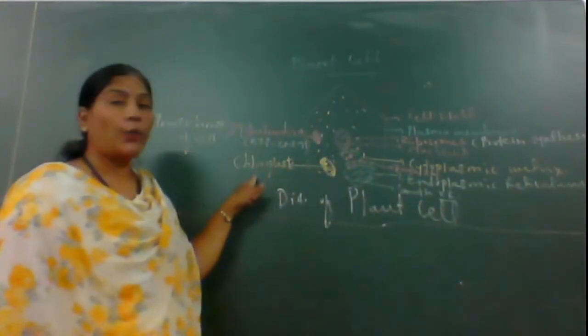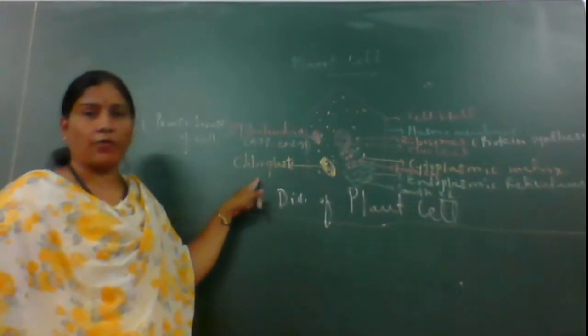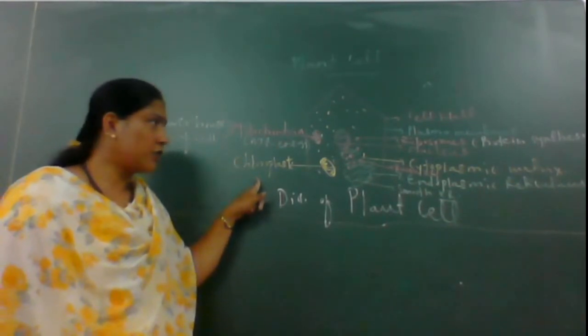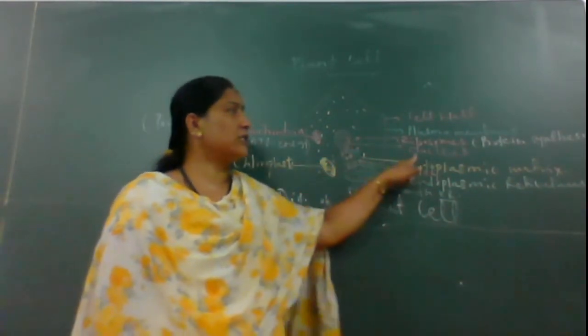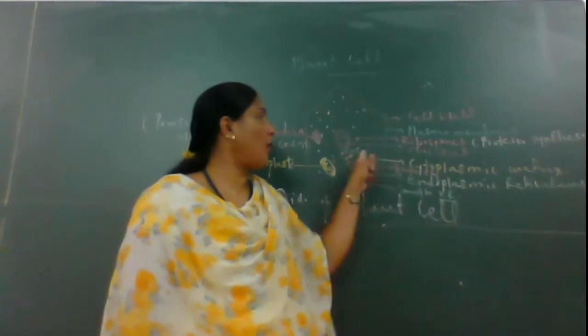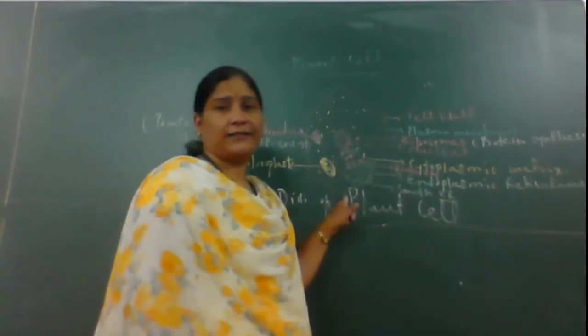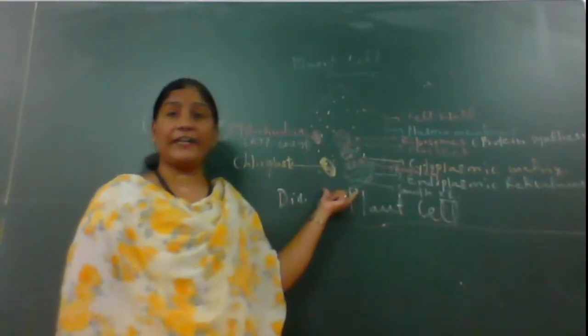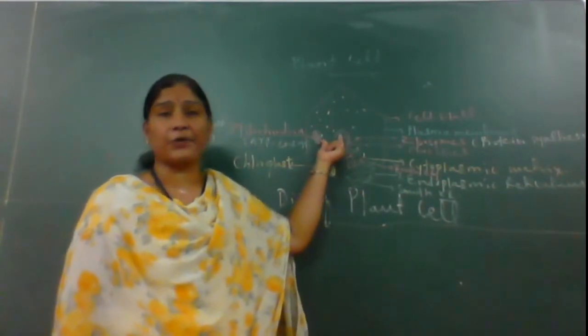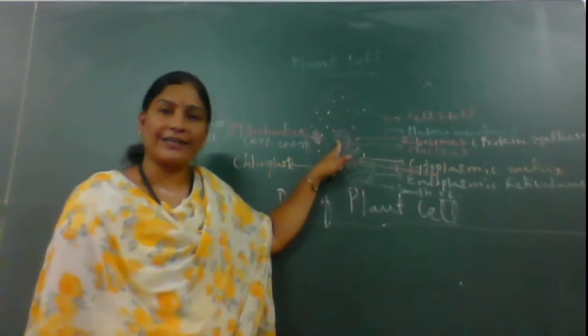Chloroplast plays an important role in the process of photosynthesis, and the nucleus is the center of the cell which controls all the activities of the cell. Who does the work of controlling all the activities of the whole cell? It is this nucleus that does it.